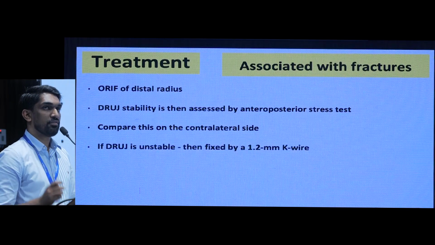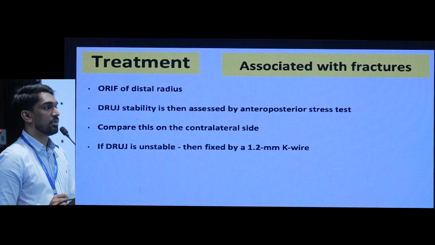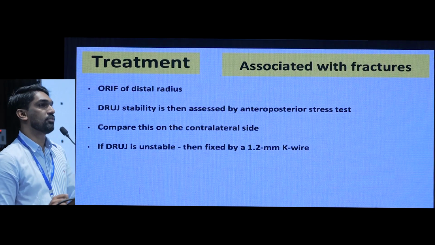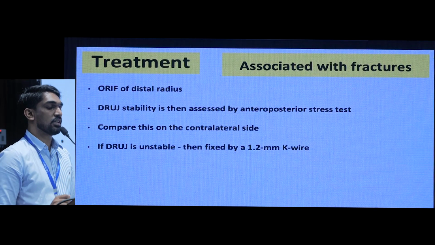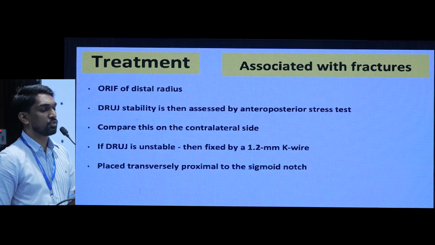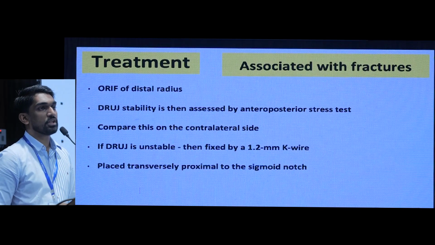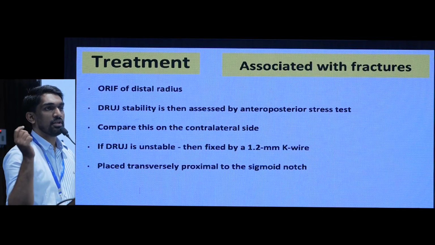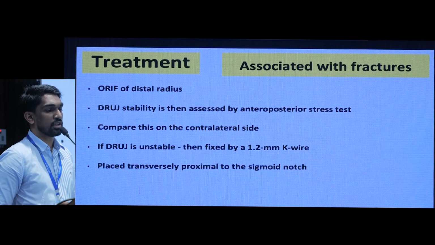Then you compare it. If it is partially unstable or unstable, that is less than 50% or more than 50%, then you go for fixing it. So how to fix this? You fix it with a 1.2 mm K-wire transversely placed proximal to the sigmoid notch. You should not include the sigmoid notch. The K-wire should be passing proximal to the sigmoid notch.